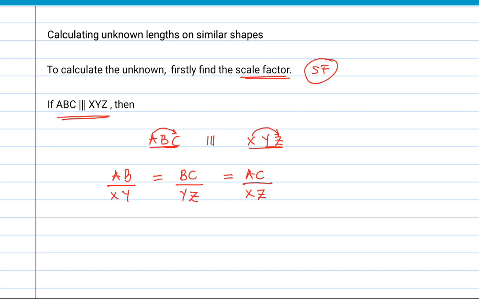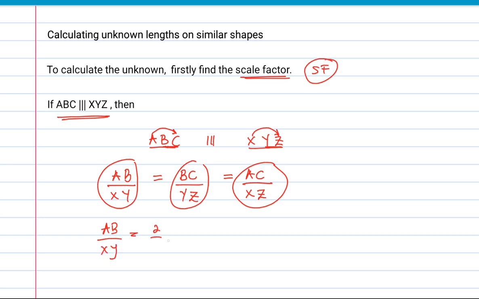So for these ones, 1, 2, and 3, if we are given values and we substitute the values, then that becomes our scale factor. Let's say, for example, we find that AB over XY will be equal to 2 over 3. So it would mean that 2 over 3 here is what I call my scale factor, which we use for calculating values that are unknown.